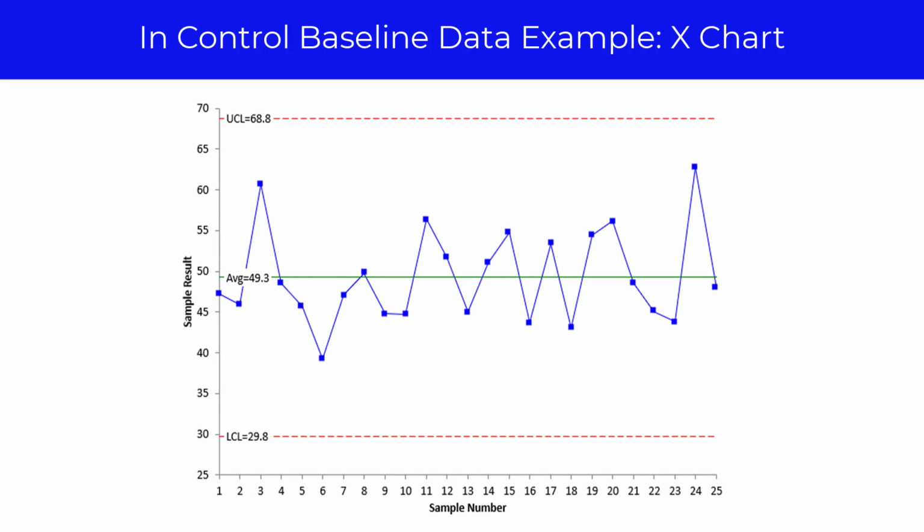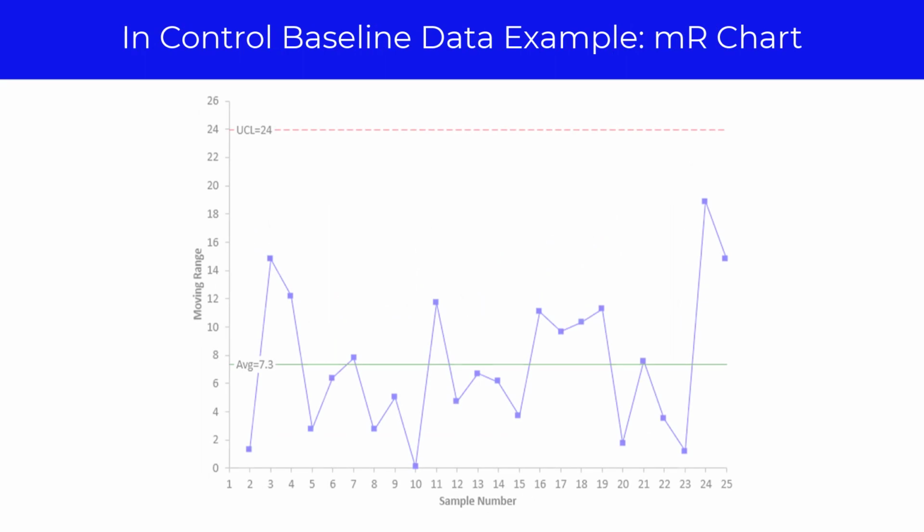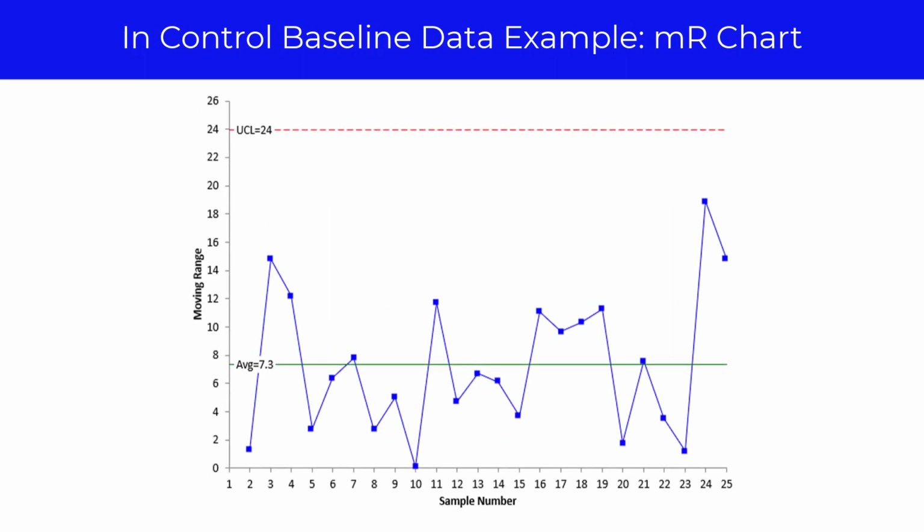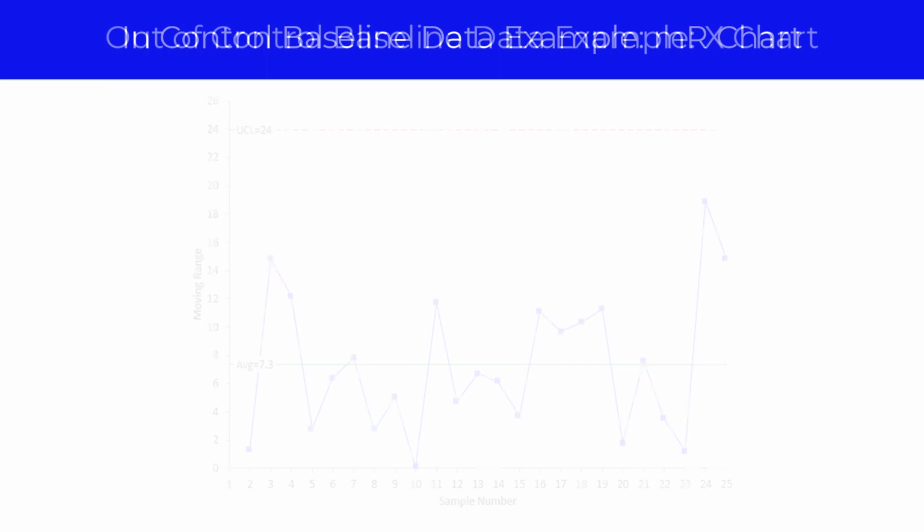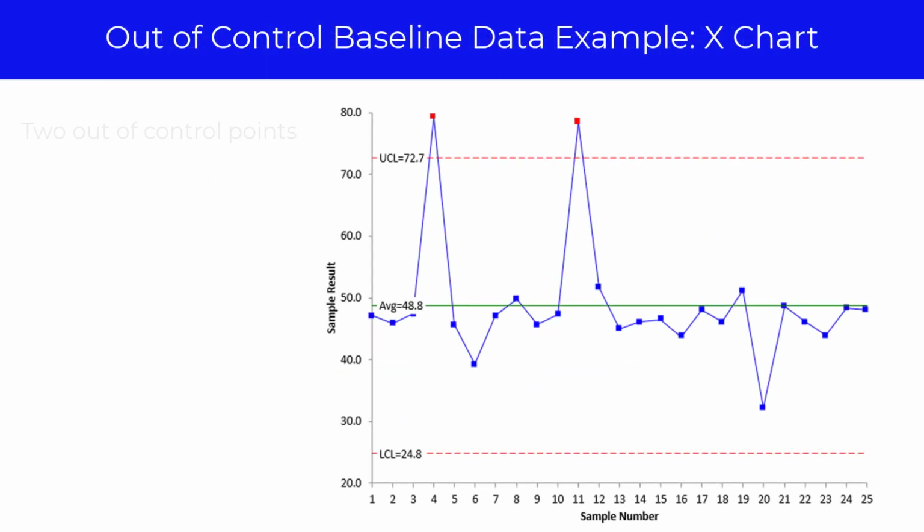So let's start now with our in control baseline data example. Here we have our process that's in control. We've plotted it. We have 25 points in this case. Nothing's beyond the control limits, no pattern. This process is in control. We can extend those limits into the future and judge performance against that. Same thing here with the moving range chart with the individuals, where you're plotting the range between consecutive samples. It is in control as well, and you can extend those limits.